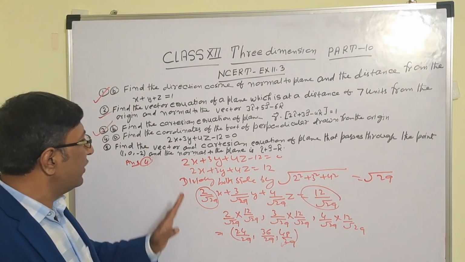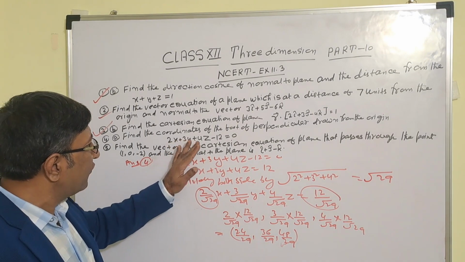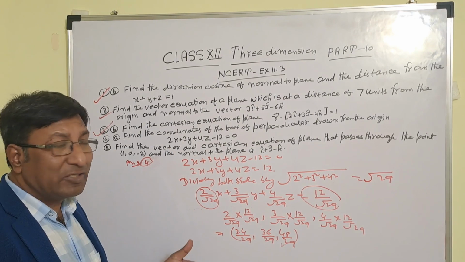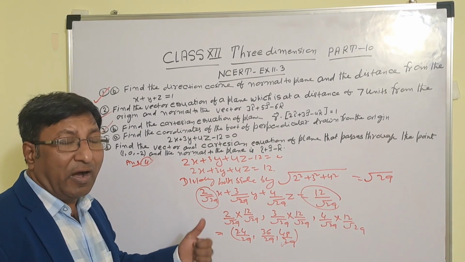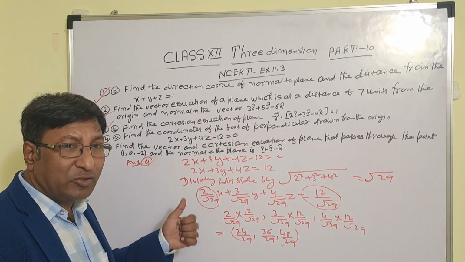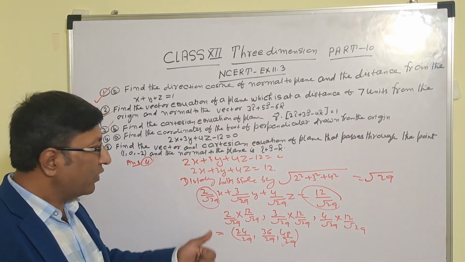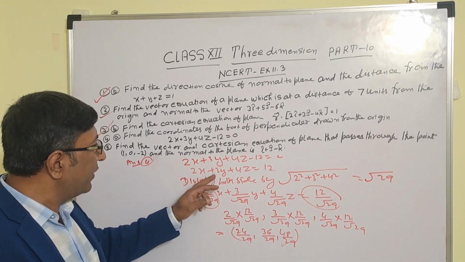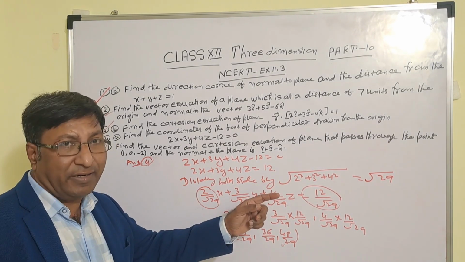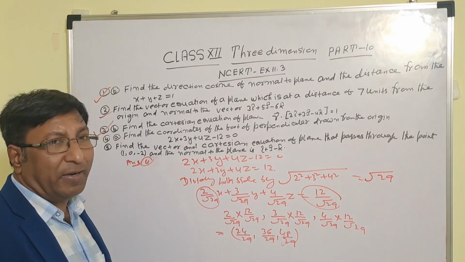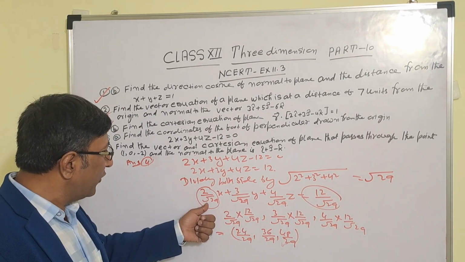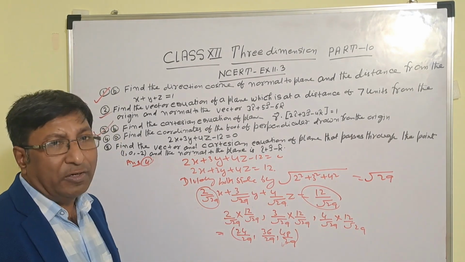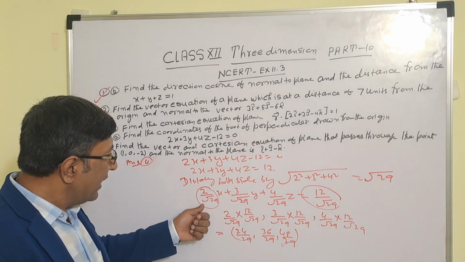So again you see the equation is given: 2x plus 3y plus 4z minus 12 equals 0. So change this equation into the form Lx plus My plus Nz equals D. How can we change it? Divide both sides by the square root of the coefficient of x squared, coefficient of y squared, coefficient of z squared. So here 2 squared plus 3 squared plus 4 squared gives 29, so root 29. Divide both sides by root 29. You will get 2 by root 29 x, 3 by root 29 y, 4 by root 29 z equals 12 by root 29.